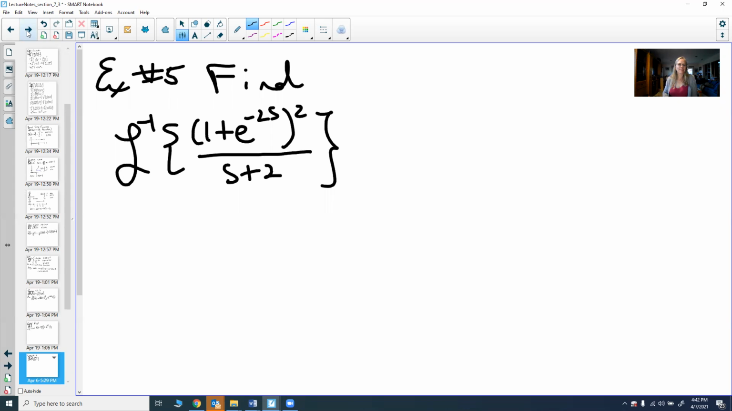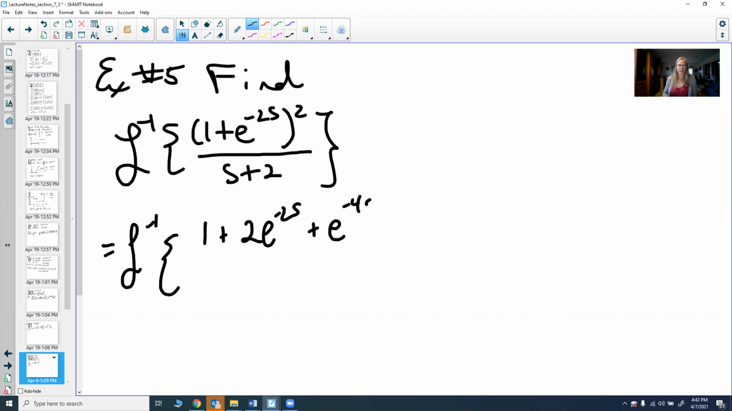Going the other way is a little bit more work. So first off, we want to find the inverse Laplace of 1 plus e to the negative 2s, squared, over s plus 2. Well, the first thing is I can't handle that square, so let's go ahead and multiply everything out. So this is the inverse Laplace of 1 plus 2e to the minus 2s plus e to the minus 4s over s plus 2.